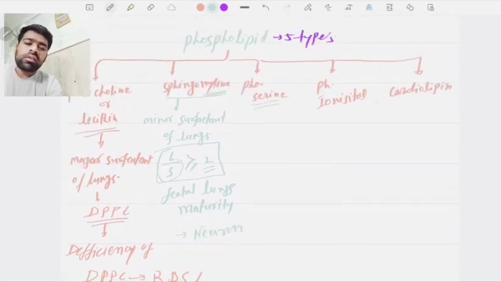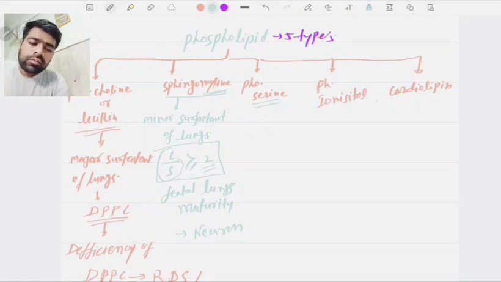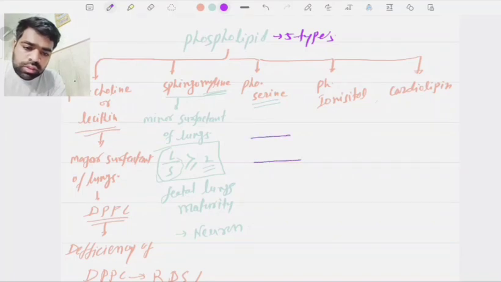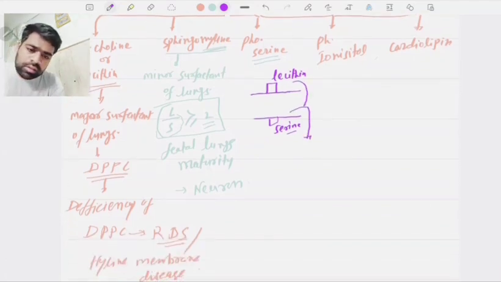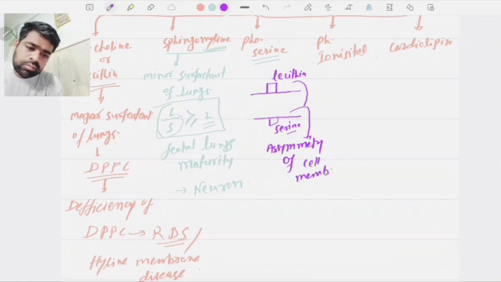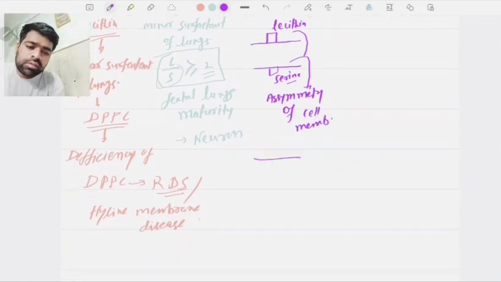And third one is phosphatidylserine. The cell membrane has two layers, an outer layer and an inner layer. The outer layer has lecithin and the inner layer has serine. Means both layers have different phospholipids. It represents the asymmetry of the cell membrane. In apoptosis this reverses: serine goes to the outer membrane and lecithin goes to the inner membrane.